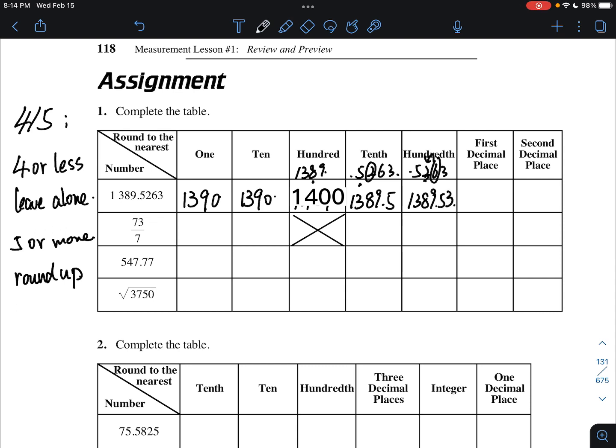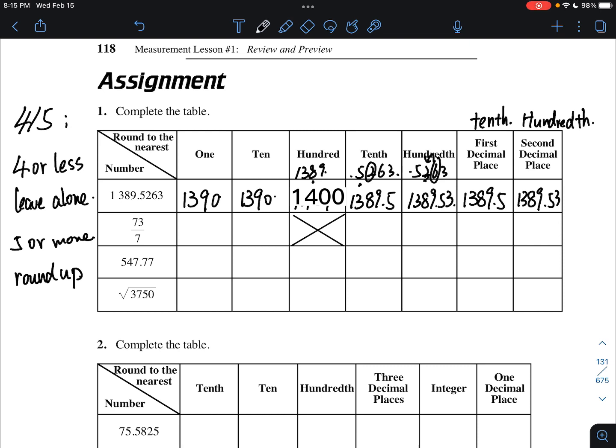So it's 9.53. Next one, first decimal place. First decimal place is the same as tenths, so it's 9.5. Second decimal place is similar to hundredths, so it's 1389.53. Okay, so let's do the next one.